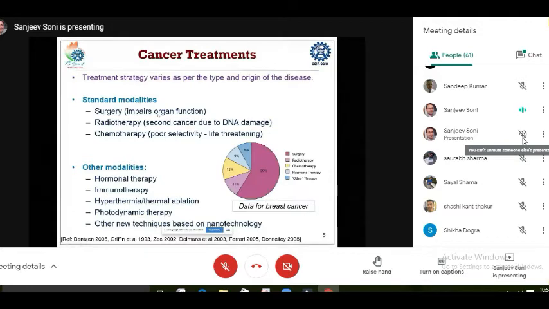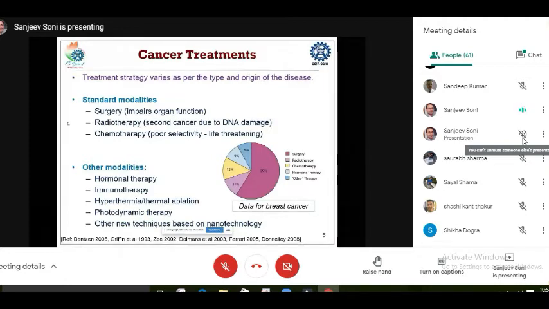body gets impaired. The next one is radiotherapy, where we use high energy X-rays to treat or to kill the cancerous cells. But again, these high energy X-rays have many side effects. These result in the formation of secondary cancers in the human body. And at the same time, it's also not possible to have radiotherapy of a particular organ again and again.